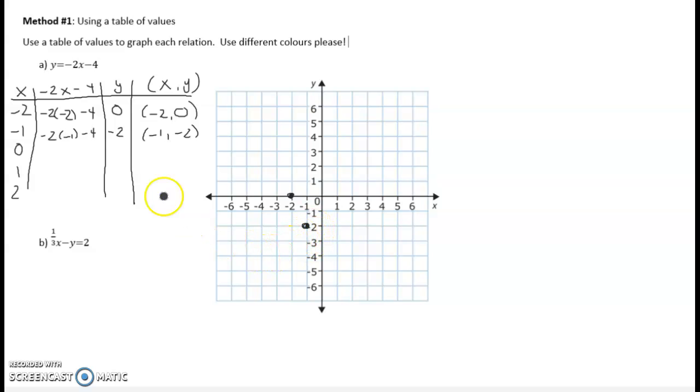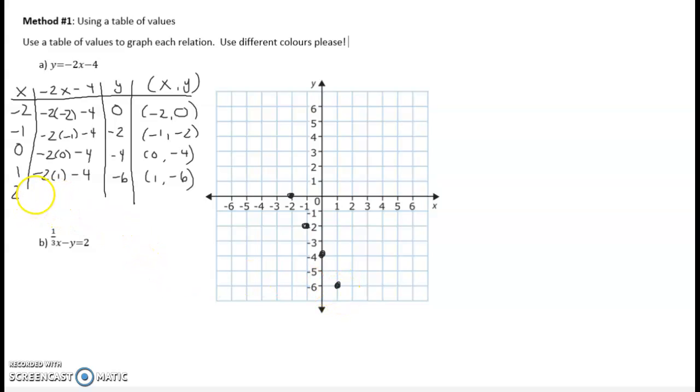Next one, x is 0. So negative 2 times 0 is 0, and 0 minus 4 is minus 4. So when x is 0, y is negative 4. Put your dot. Second last one, negative 2 times 1 gives me negative 2. Negative 2 take away another 4 gives me negative 6. So when x is 1, y is negative 6.